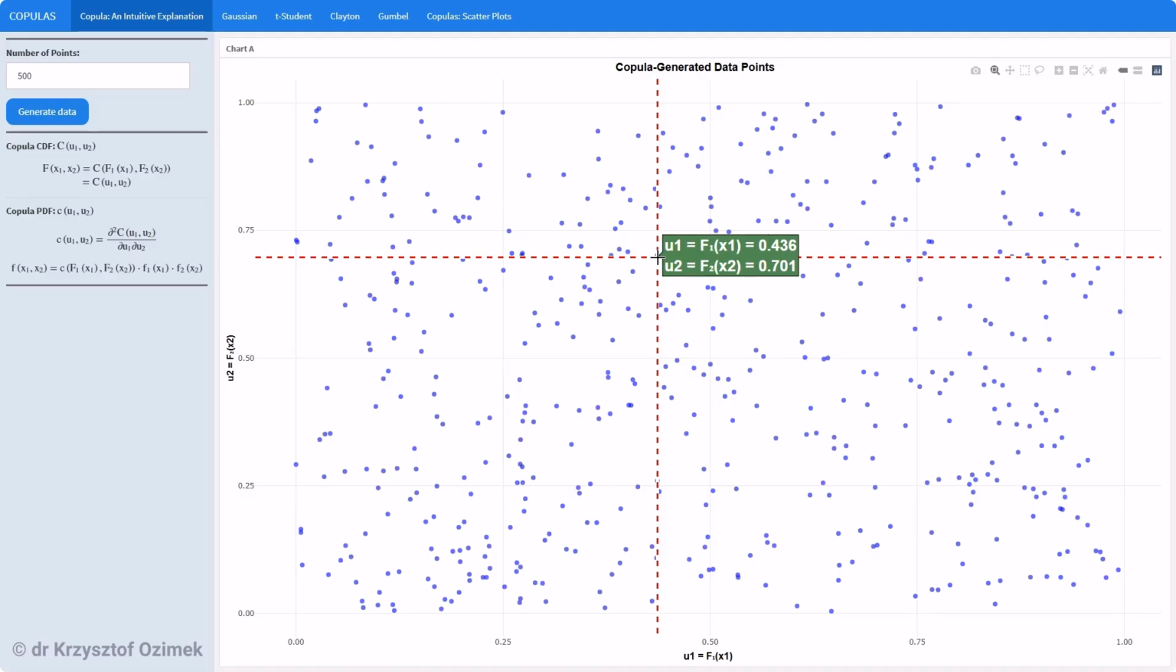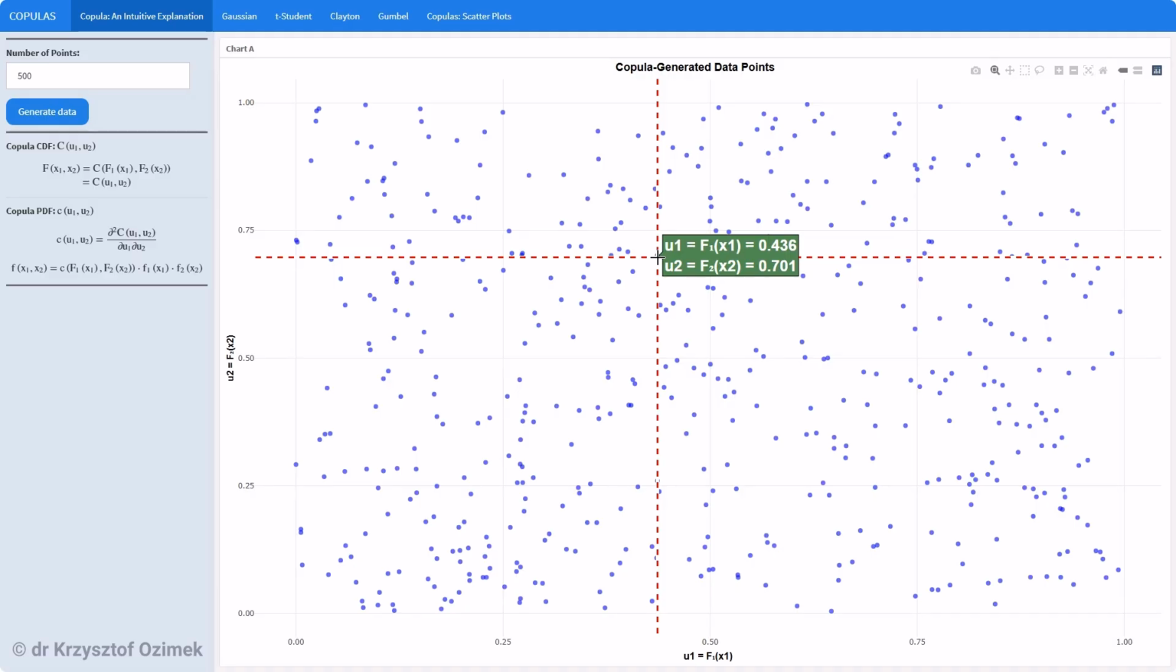The marginal CDF values for x1 and x2 correspond to the values of the copula when one argument equals 1 and the other is u1 or u2. For instance, the value of the copula at 1, u2 equals u2, which corresponds to the marginal cumulative distribution function of x2, where the CDF equals u2.